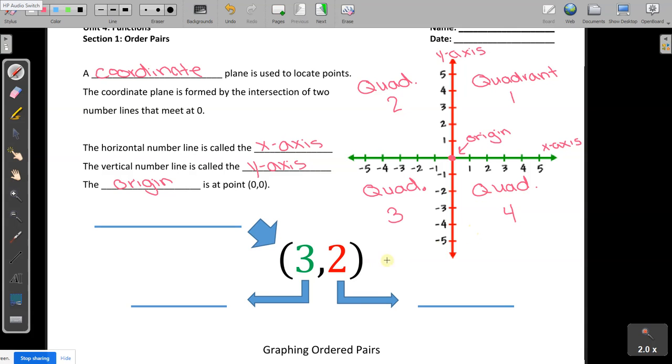Let's look at a point. Here we have a point 3, 2. 3 is our x value, and 2 is our y value. And we call this a coordinate point. The x always comes first.